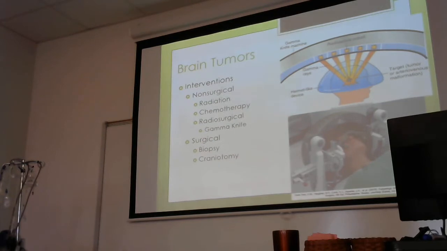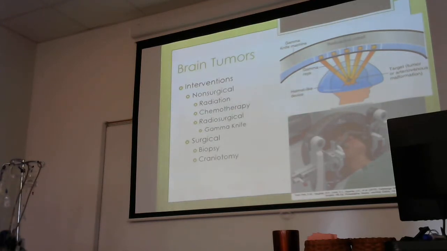We can treat tumors several different ways. Non-surgically, most often we hear chemo, radiation. Gamma knife is another one that we use to treat brain tumors, and that's what you see to the right here. The top one's the diagram, the bottom one's an actual gamma knife, and it uses gamma rays to destroy the tumor.